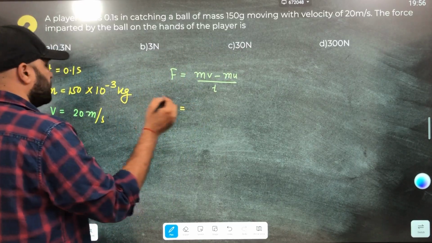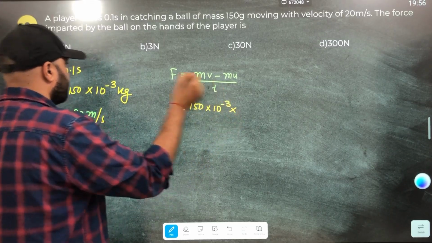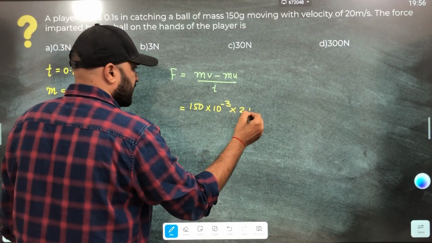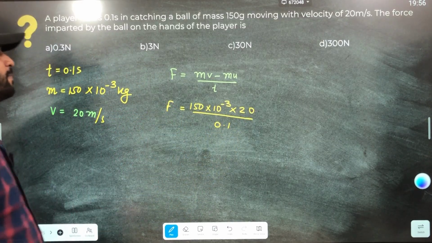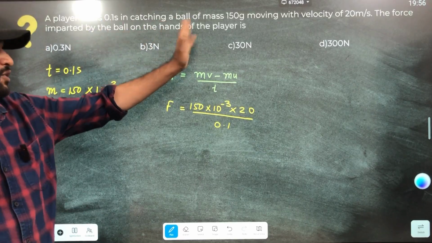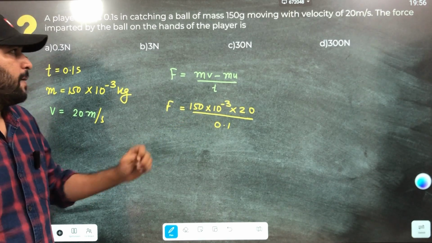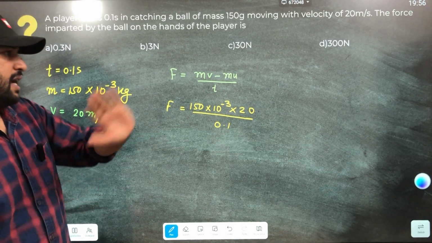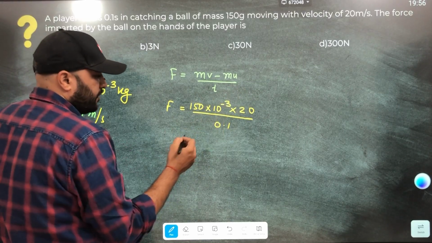M is how much? M is 150 into 10 to the power minus 3. Velocity of the particle is how much? 20 meter per second, upon time is 0.1. Let me remind you once again, the force imparted by the ball on the hands of the player will be this much. It will be positive, taken here as positive. Or the force, by action reaction pair, it will be negative from hands on the ball. So this will be how much?